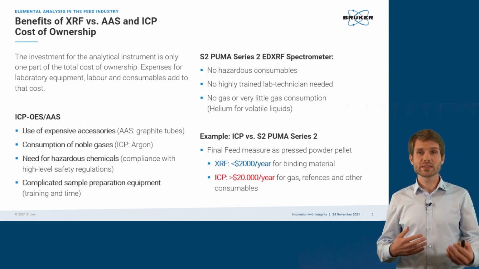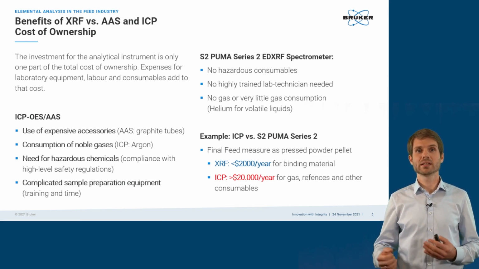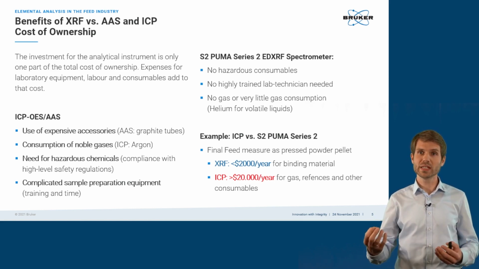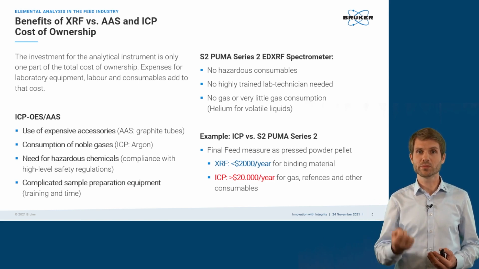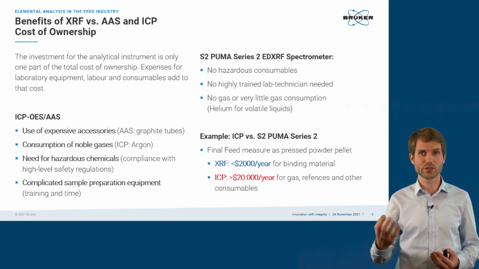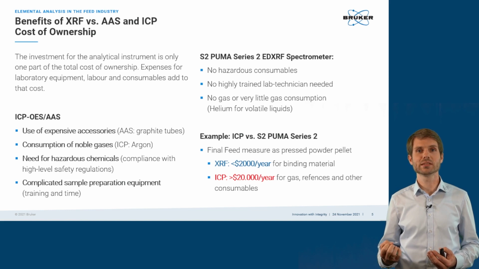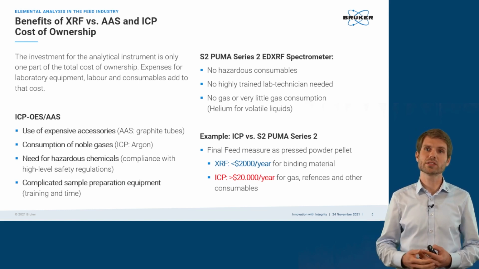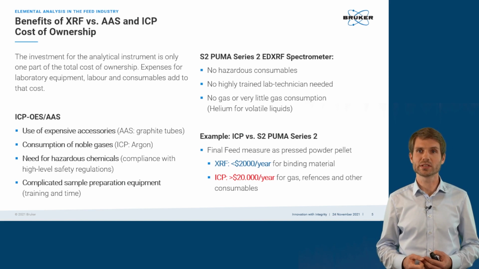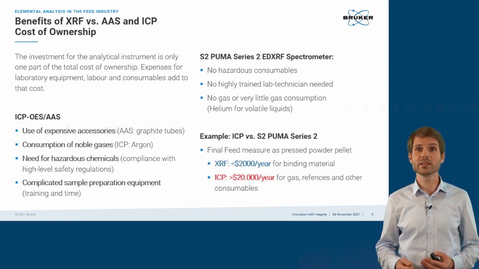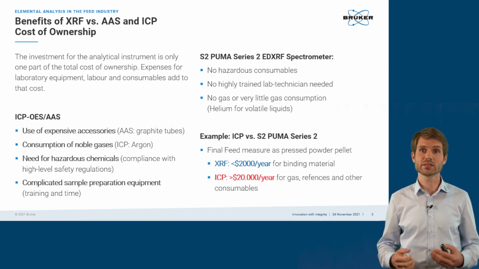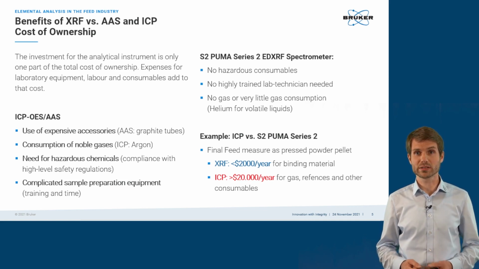Just to give you an example of what this means in terms of payback, let's compare a solid feed material measured on an ICP versus an XRF, where we measure it as a pressed pellet with some binding material to make it more solid. We'll talk a bit about what binding material means here. We're talking about costs for consumables of maybe $2,000 a year or less. But for ICP, for the gases in particular, but also reference materials as well as other consumables, we are easily exceeding $20,000 per year. So this is significant and adds to your overall costs.